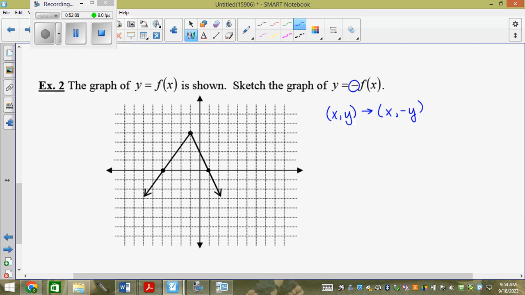So if I take (-4, 0), it's going to become (-4, -0), which means it's staying the same. Also, this one's going to stay the same, because when you reflect on the x-axis, the only things that stay are your invariants, because a negative 0 is 0. And then we check our other one. It's at (-1, 4). It's going to become (-1, -4).